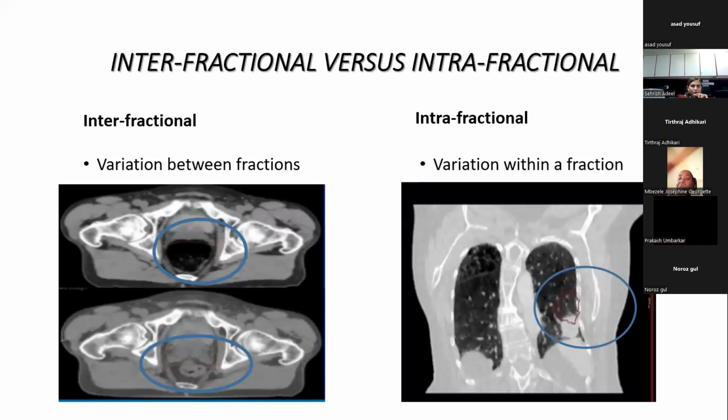This is an example of interfractional versus intrafractional. Here you can see that in intrafractional, variation happens within a specific fraction. Here this is the target area marked, and the organ is outside the target area, and this happens because of the motion of the lung. That's why the gating was used.